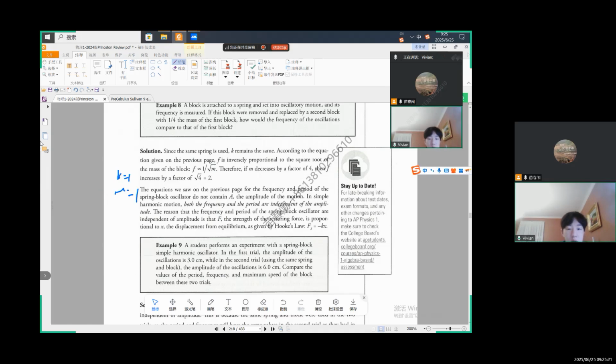So the first trial is 1/2 times 1 times amplitude times 3 squared. That's 9/2 for the first one. Period, frequency, and maximum speed between these two trials.